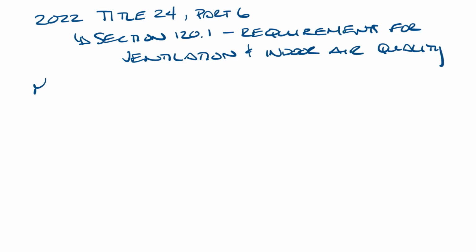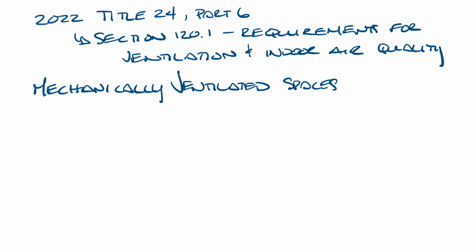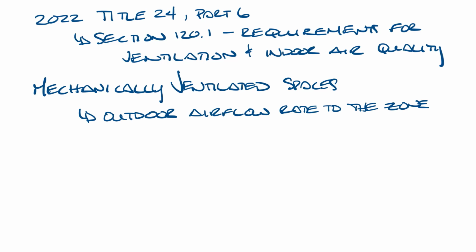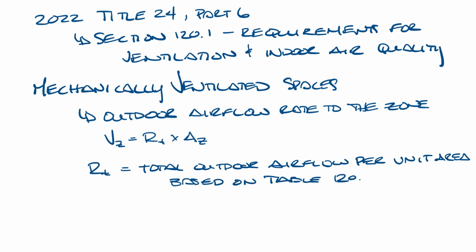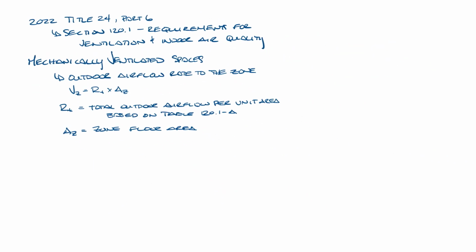So in the code for mechanically ventilated spaces, the code gives a calculation of the outdoor airflow rate to the zone, V sub Z, and it's equal to R sub T times A sub Z, where R sub T is the total outdoor airflow rate per unit area as determined by Table 120.1-A, and A sub Z is the zone floor area, which is the net occupiable floor area of the ventilation zone in square feet. So let's make some room and bring up the table.